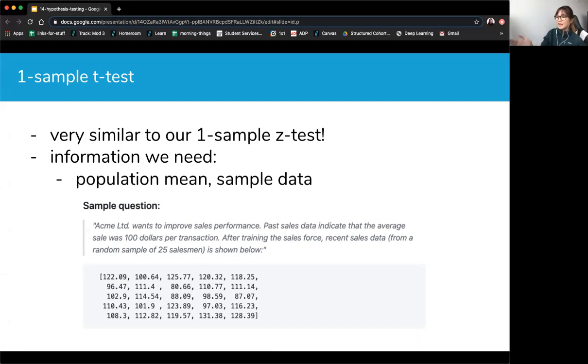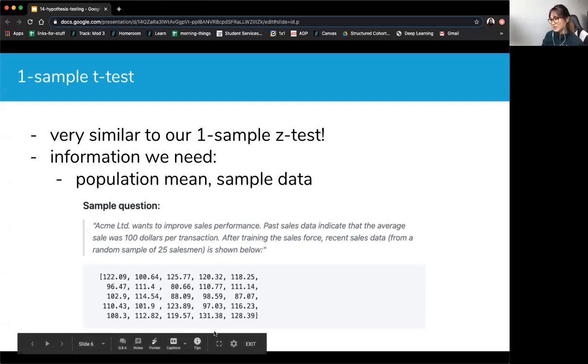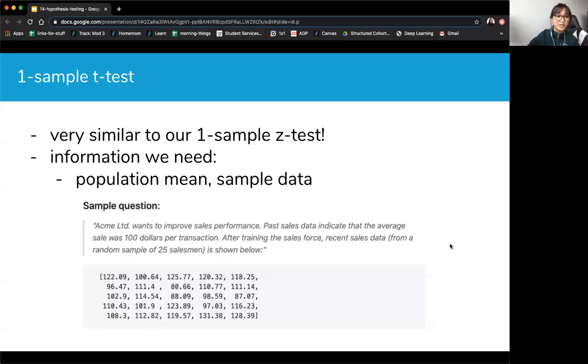Acme Limited wants to improve sales performance. Past sales data indicates that the average sale was $100 per transaction. After training, recent sales data is shown below. Here we have 25 numbers. What they want to do is see whether the training actually helped or did not help.